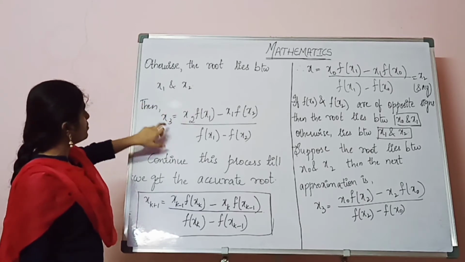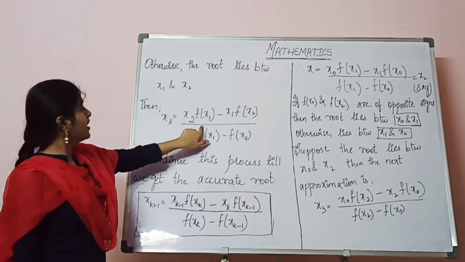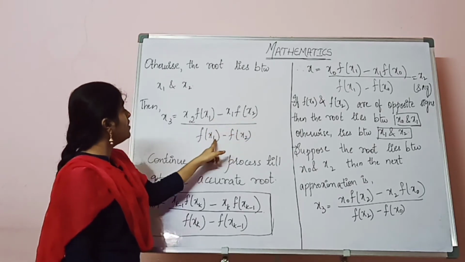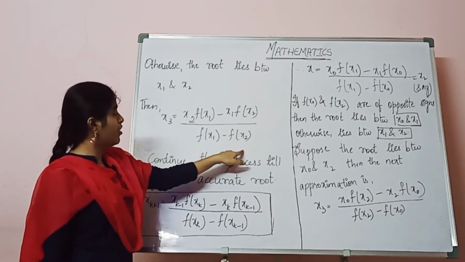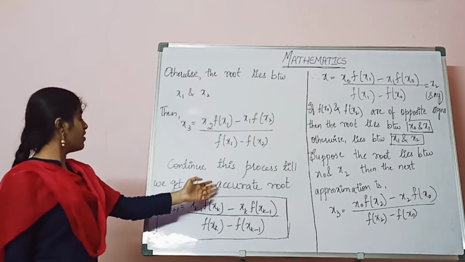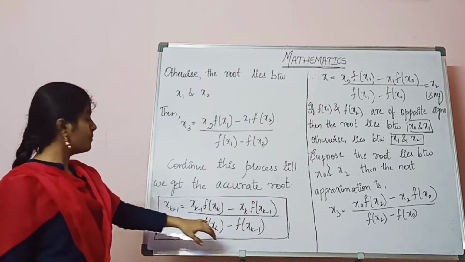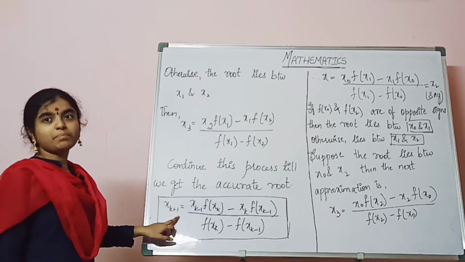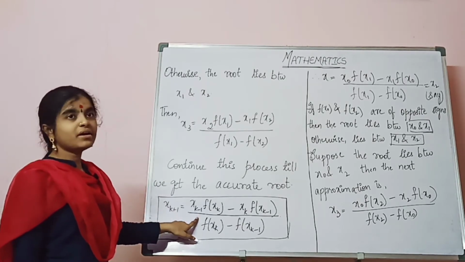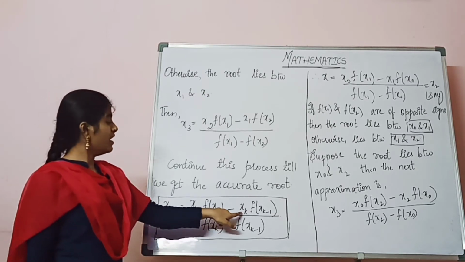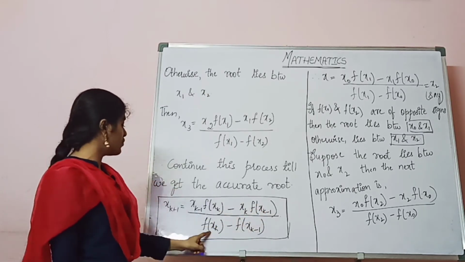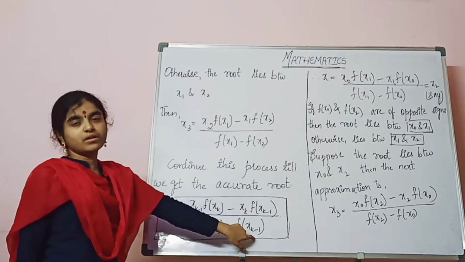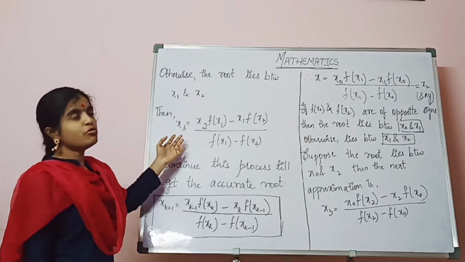Otherwise, the root lies between x1 and x2. Then what formula will we get here? x3 equals x2 into f of x1 minus x1 into f of x2 by f of x1 minus f of x2. So we have to continue this process till we get the accurate root. This is the formula for the regula falsi method: xk plus 1 equals xk minus 1 into f of xk minus xk into f of xk minus 1 by f of xk minus f of xk minus 1. So this is about the regula falsi method.